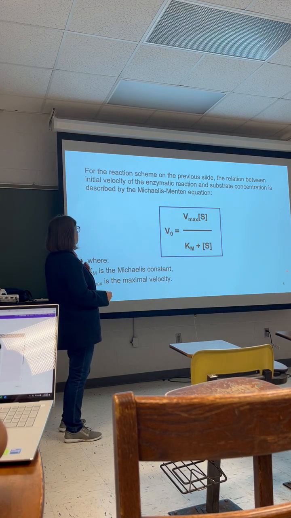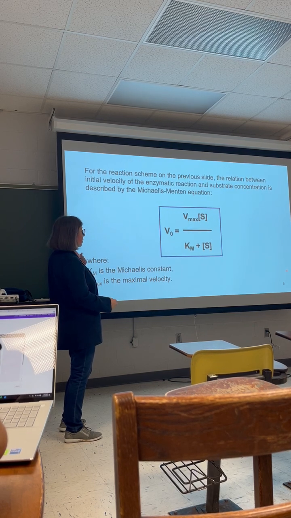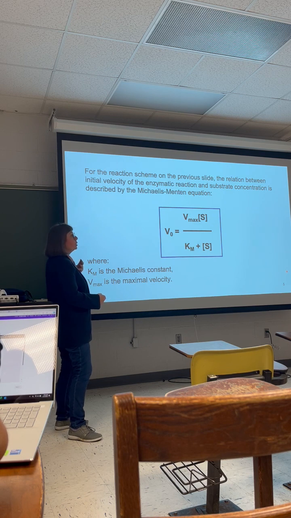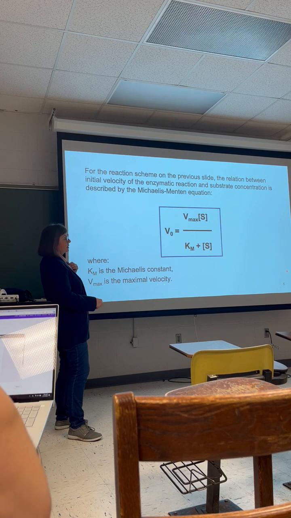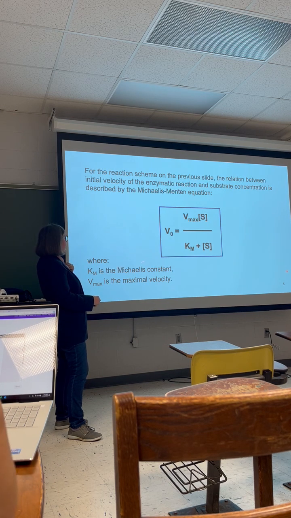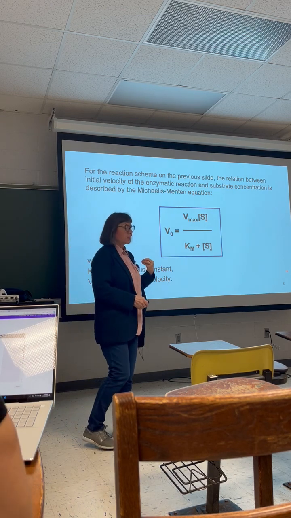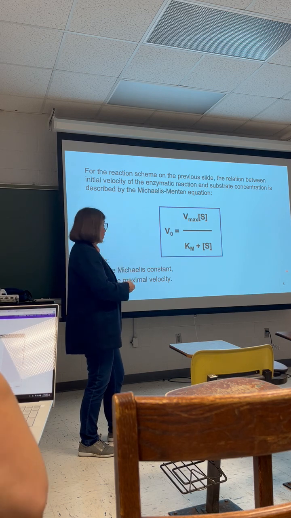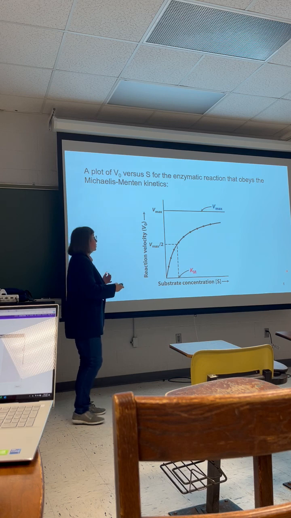So this relates initial velocity to substrate concentration, okay? I have substrate concentration, but I have 2 constants, 2 parameters: Vmax, that is maximal velocity, and Km, that is a Michaelis constant. You have to remember this equation for sure, but we will be changing this equation to a little bit more useful form sometimes.